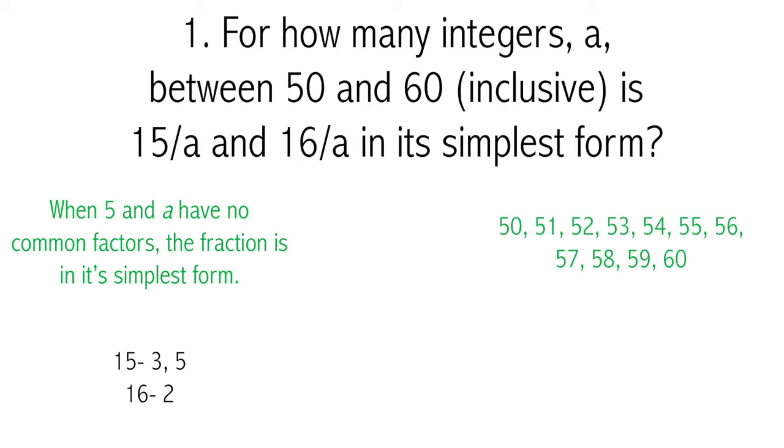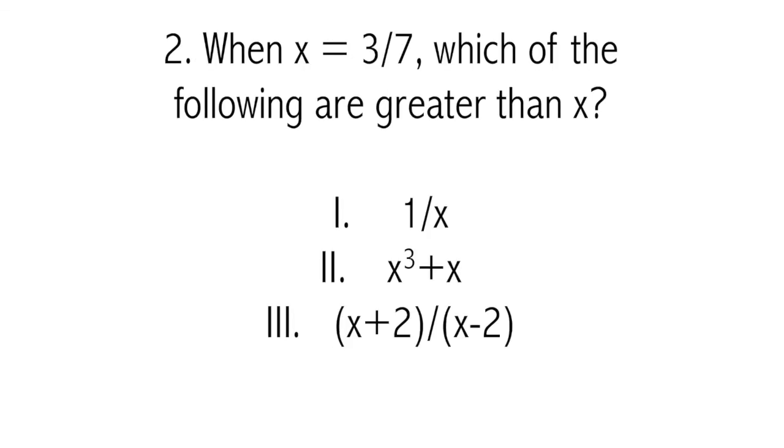So the first thing you want to do is find the prime factors of both 15 and 16. 15's prime factors are 3 and 5, 16's prime factor is only 2, right? Therefore, if any number between 50 and 60 is divisible by either 2, 3 or 5, it is not an appropriate value for a, because at that point 15/a or 16/a, at least one of them will not be in its simplest form, right? So at this point, what we're supposed to do is eliminate any of these numbers that are divisible by 2, 3 or 5. We realize 53 and 59 are the only such numbers, and therefore the answer is 2.